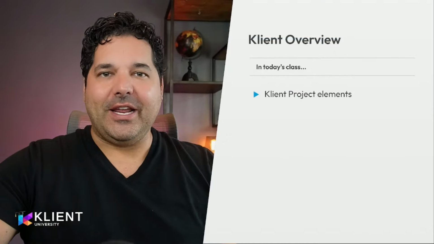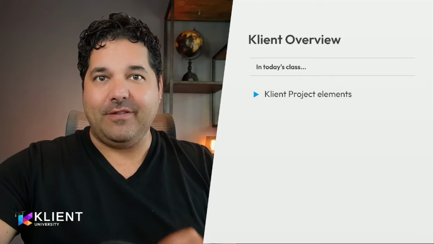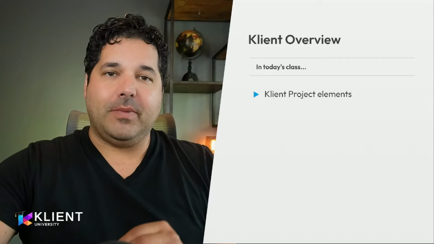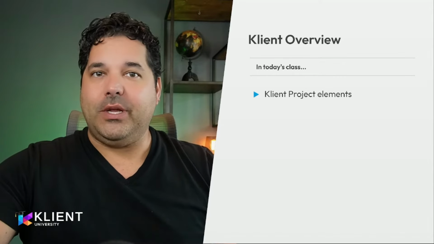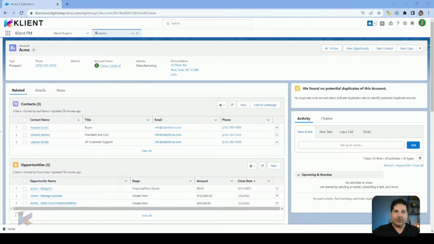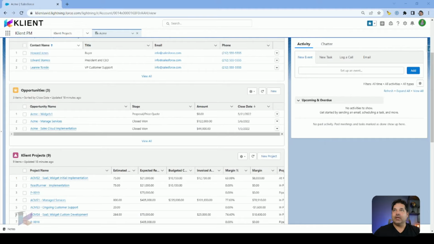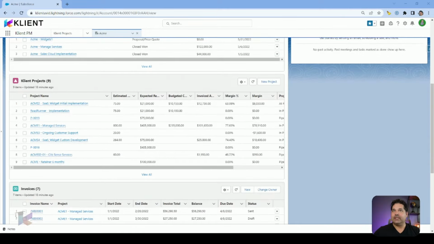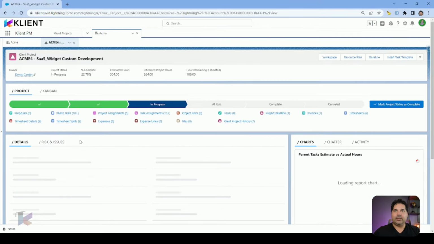So at this point, we're getting closer to looking at the data we can find on some client related records. Let's start by looking at the client project and what elements we can find on that record. So let's jump to this view. We were on an account. Let's scroll down to its client project related list and select one of the projects we'd like to look at.